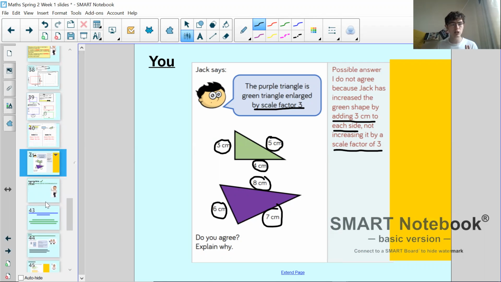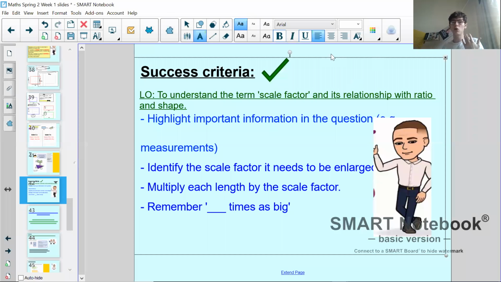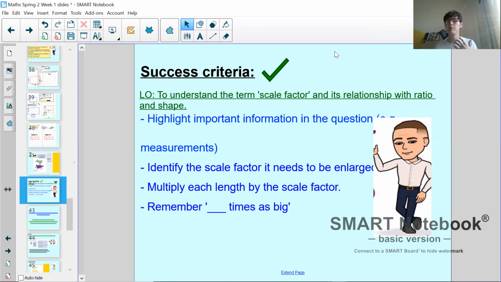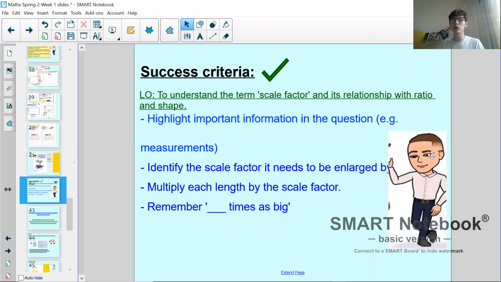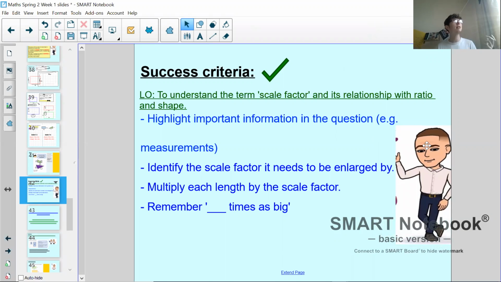And let's just move straight on to our success criteria, okay? Okay, Year 6, so your success criteria is up on screen now. So to highlight important information in the question. So for example, the measurements, okay? So I'm always stressing the importance of highlighting the key information in the question. And this does come in the form of the measurements, okay? So any measurements that you see, you underline them just so you're aware of them and you're not making any mistakes, okay? We have to identify the scale factor that it needs to be enlarged by. So this will be in the question as well. So that is something we'll underline.